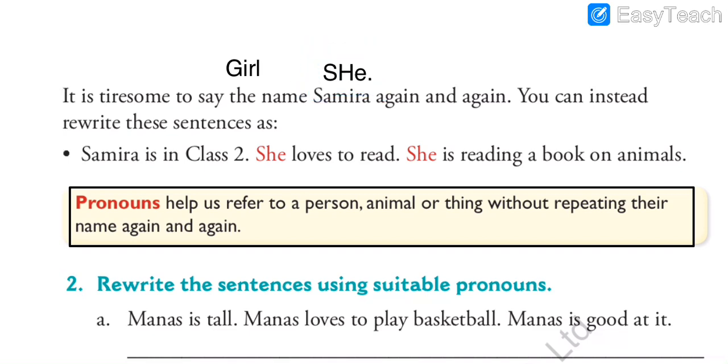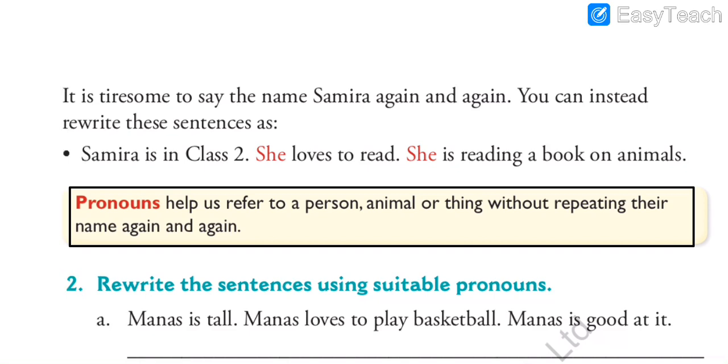Now she, if it is in a subject part, but what about in the object part? In the object part you can use her, right? So these two are for the girl, correct? So she is tired, her mother is a doctor. These are the two pronouns you can use for a girl, right? So this was for the girl.